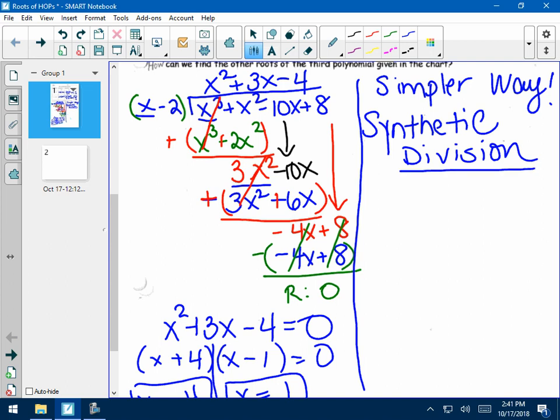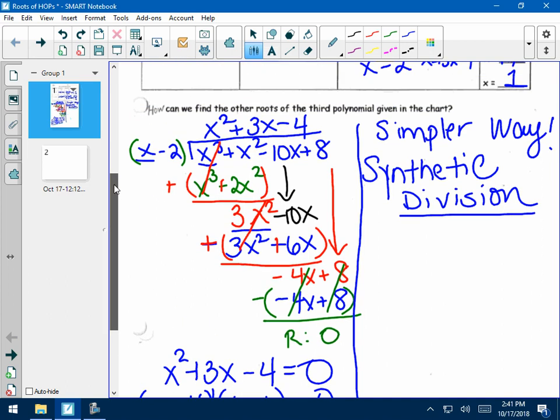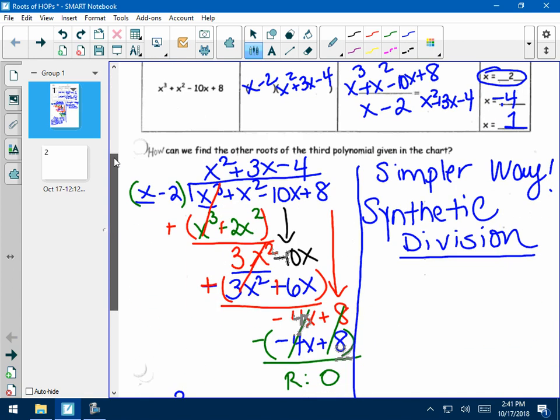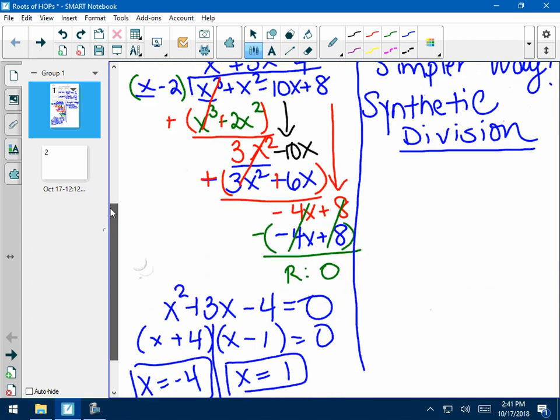Now I'll show you what that synthetic division looks like as you guys are getting caught up to me in the notes, because I realize I might be going a little fast here. Definitely hit pause every now and then if it's going too fast. All right, so we have synthetic division.